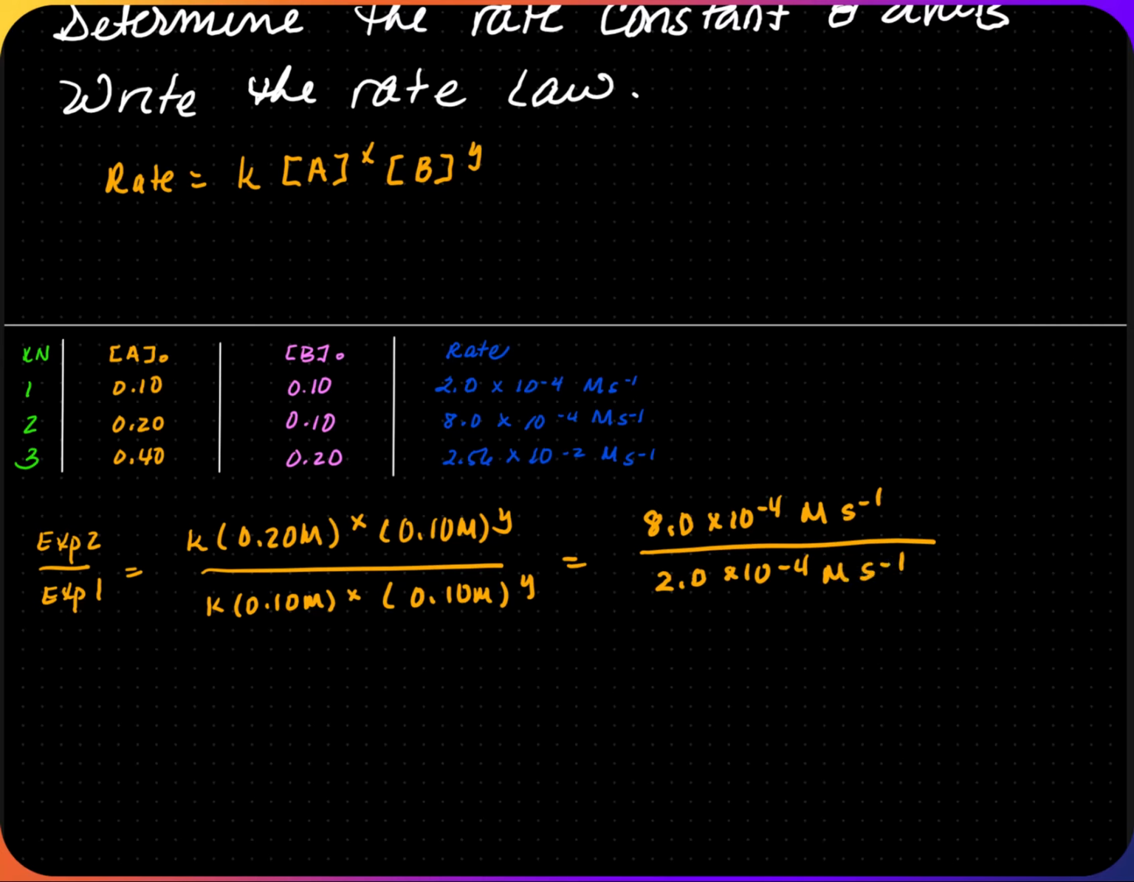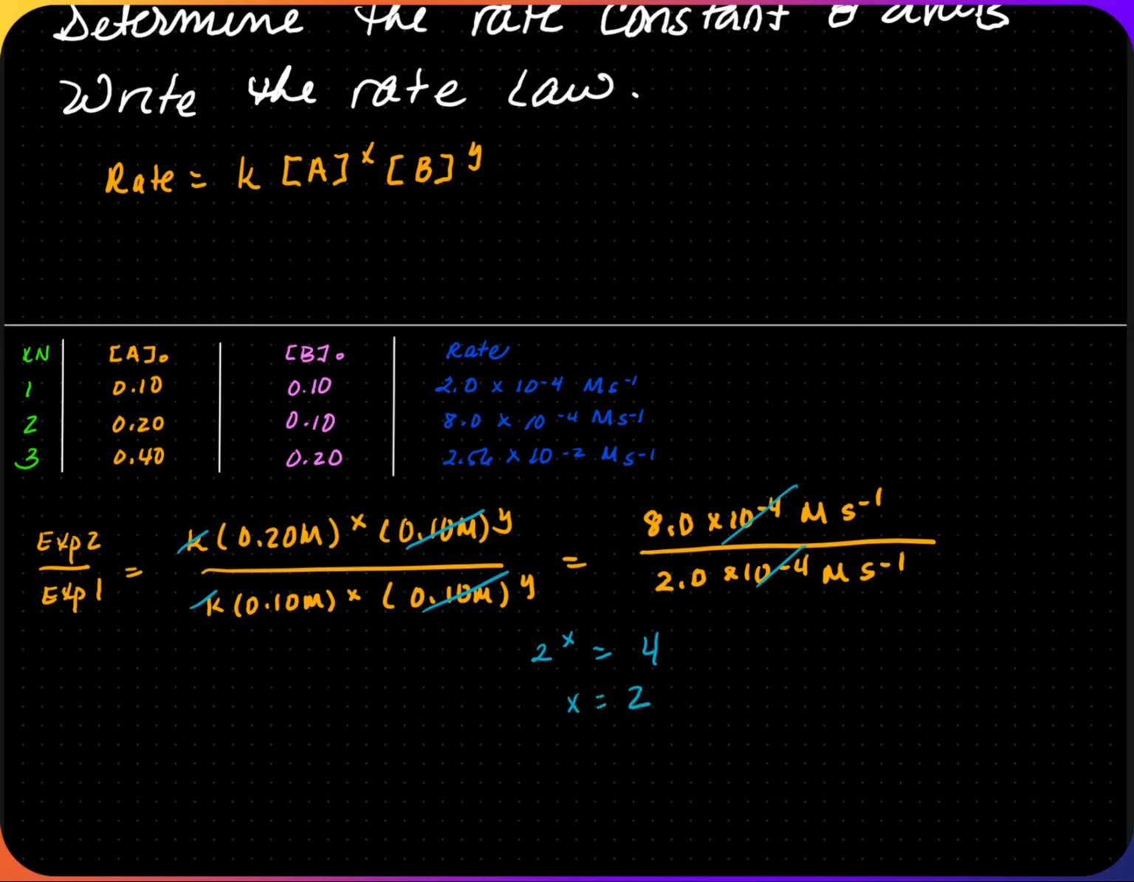Now I'm going to reduce. The K's are the same because it's the same reaction. And the B's are going to cancel out because they are the same concentration and same order. So 0.2 divided by 0.1 is 2 to the x. This is equal to 8 times 10 to the negative 4 over 2 times 10 to the negative 4. You already know that those cancel out. So it's 8 divided by 2, which is 4. So then x is equal to 2.